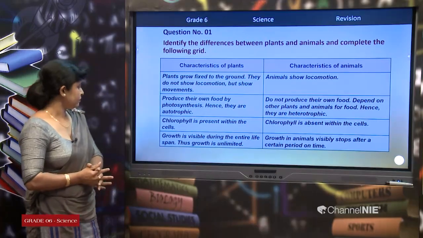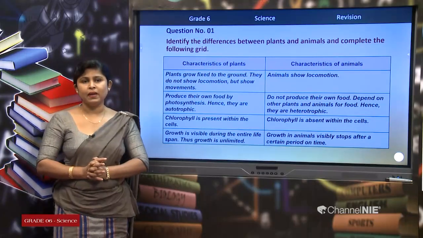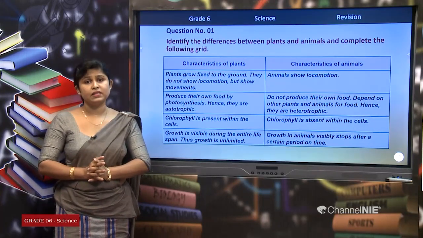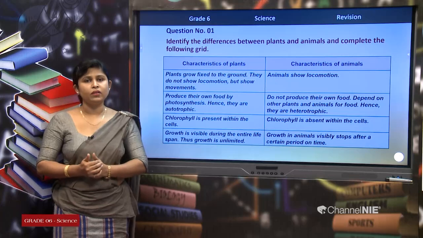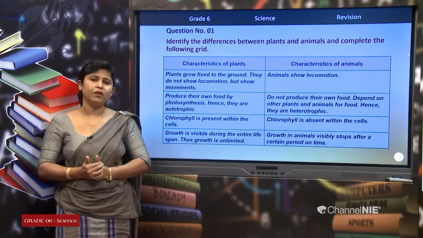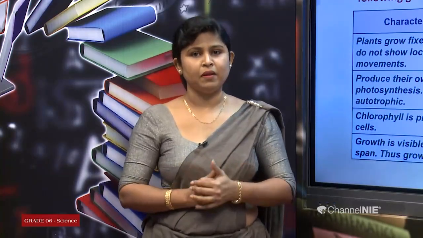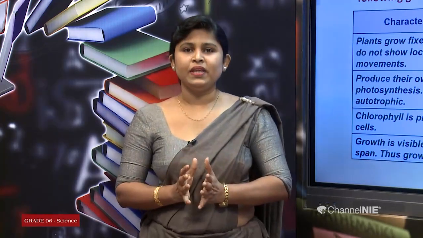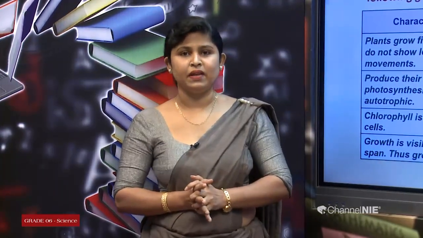Look at the last one. In plants, growth is visible during the entire lifespan. Growth is unlimited. Growth in animals visibly stops after a certain period of time. Right? Children, you know that the growth of the plants is unlimited. It does not stop after a certain time. But the growth of the animals is limited. It stops after a certain period of time. Now, by looking at this table, you can understand the differences between plants and animals. Then, I'm sure that you will be able to compare the plants and animals in a suitable way by looking at this table.